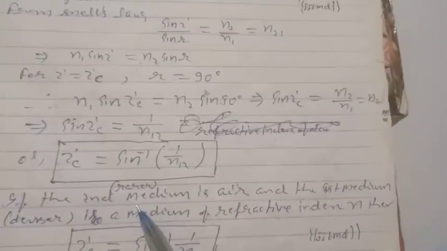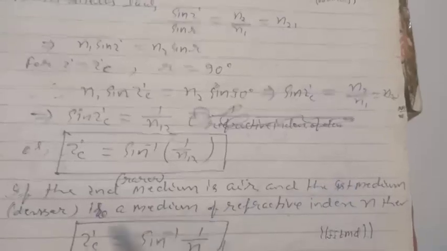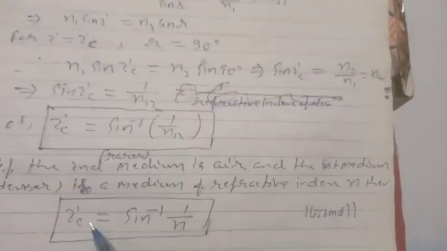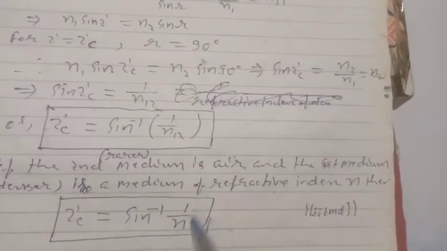If the second, that is the rarer medium, is air and the first, denser medium has refractive index n, then the formula will be IC equals sin inverse of 1 by n.